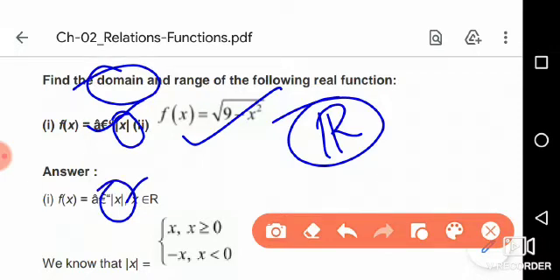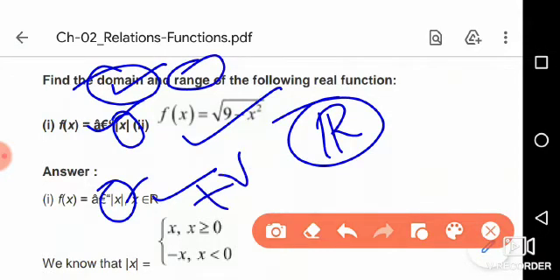For any value of x, the mod of any number is always non-negative. If x is positive, mod of x is also positive. If x is negative, the mod of x is also positive. And if x is 0, it is 0. Therefore, for any values of x, it gives an image which is non-negative. Therefore, the domain of this function is the set of real numbers and the range of this function is the set of positive real numbers.